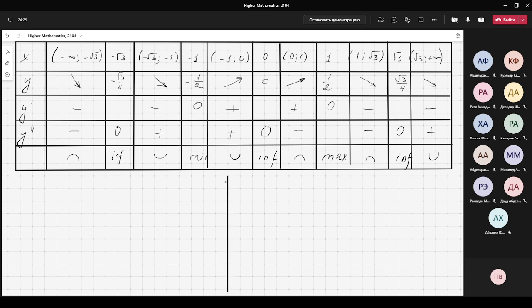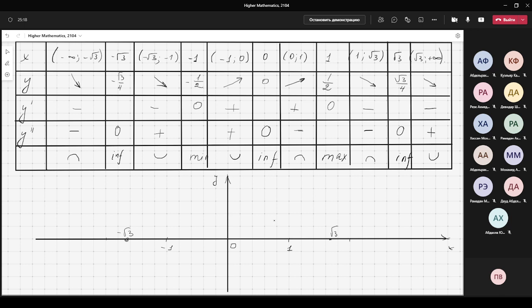Y-axis, x-axis, zero, and here minus 1, minus 2, and this minus square root of 3, then 1, square root of 3, okay, xy.